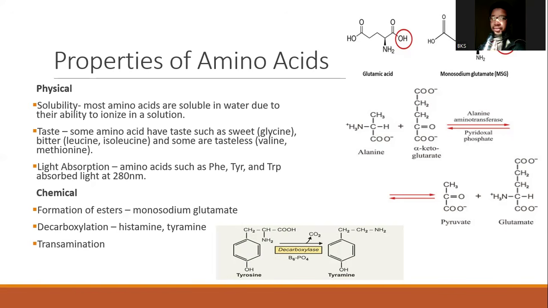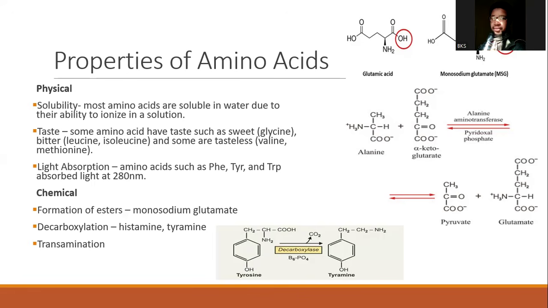Now, another property of amino acids is taste. Some amino acids taste very sweet, like glycine, which we gave as an example during the introduction class. Other amino acids like leucine and isoleucine are very bitter. Amino acids like valine and methionine are tasteless. Amino acids like glutamate have an umami taste. That is why they are used in the synthesis of monosodium glutamate, the seasoning that we all know.